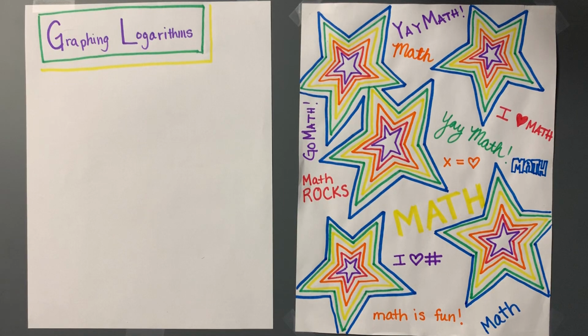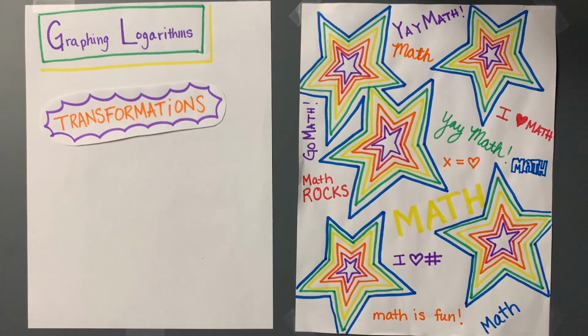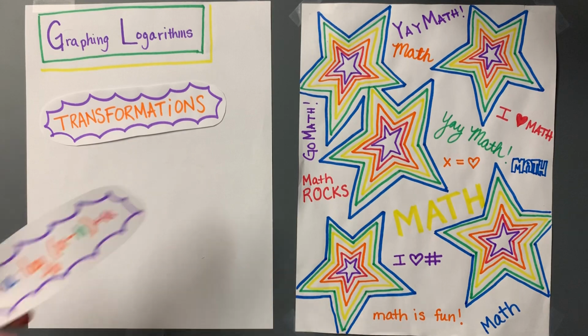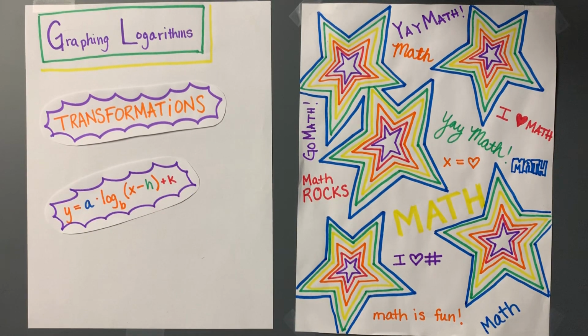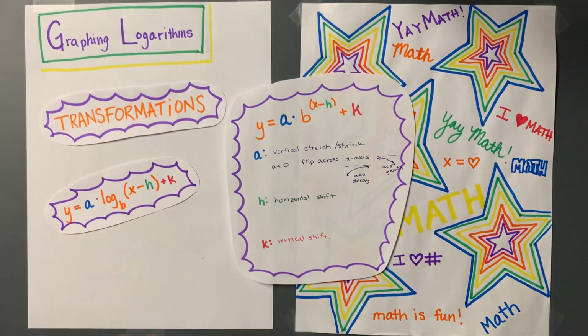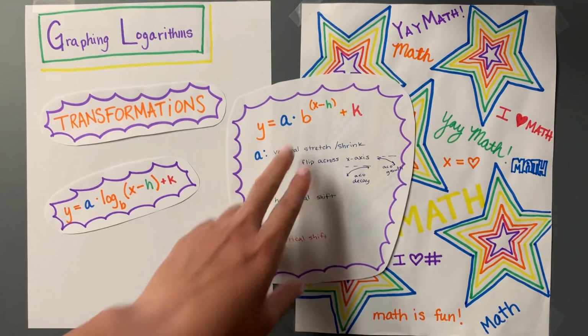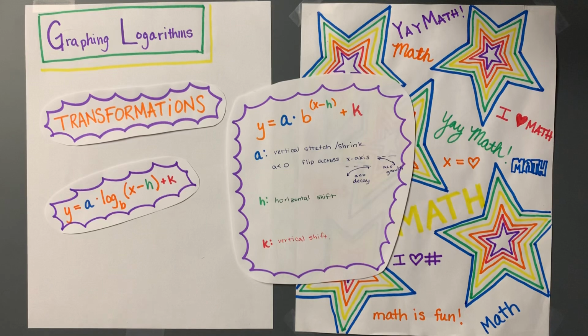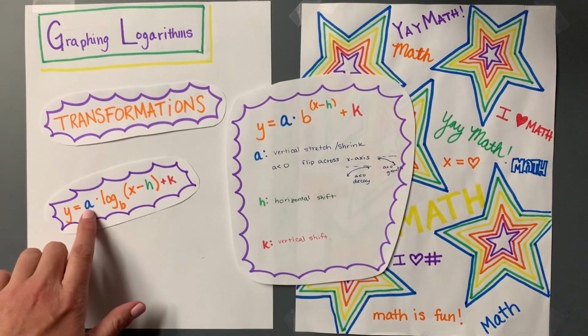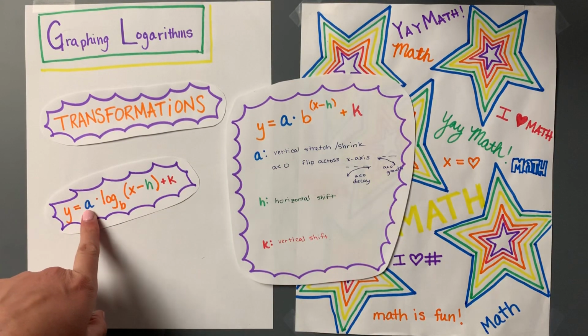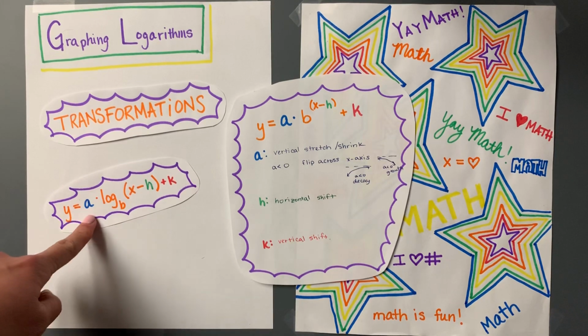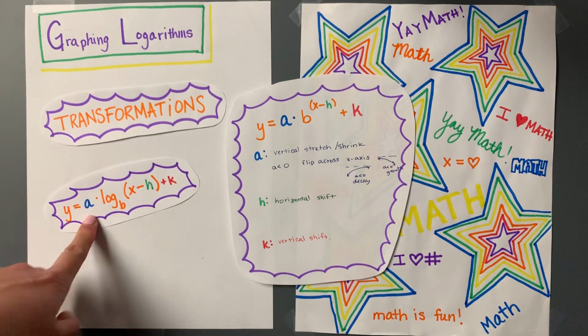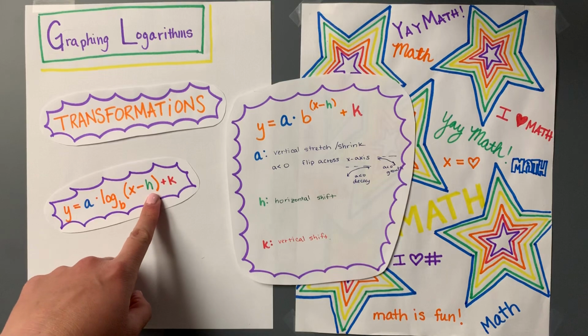Hi, welcome back. In this video, we're continuing to talk about graphing logarithms, specifically transformations. So I can write my transformed function y as a times log base b of x minus h plus k, where a, h, and k are exactly the same as they were for exponential and all of the other transformations we've done. So this a is going to be a vertical stretch or shrink. If a is negative, we'll flip our graph across the x-axis. H is going to be a horizontal shift.